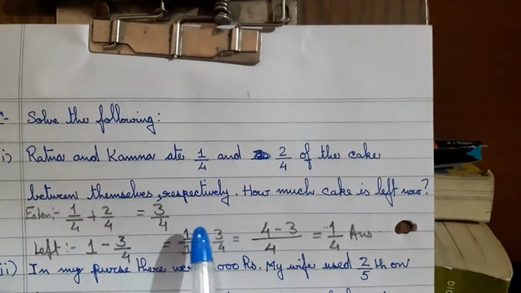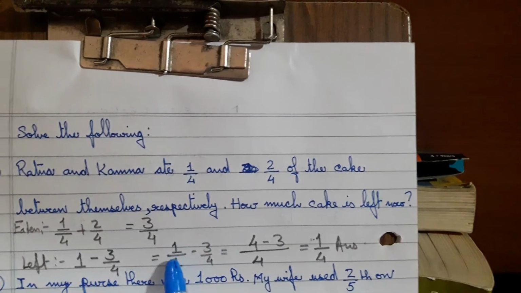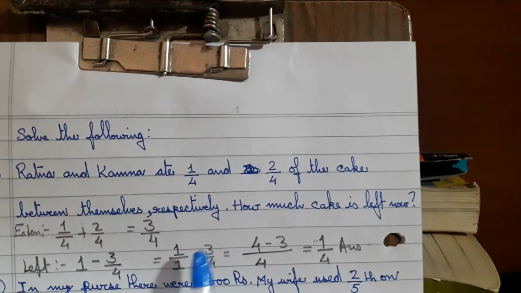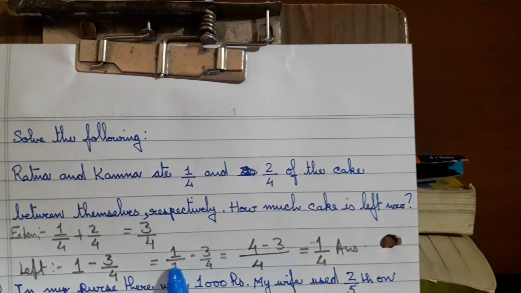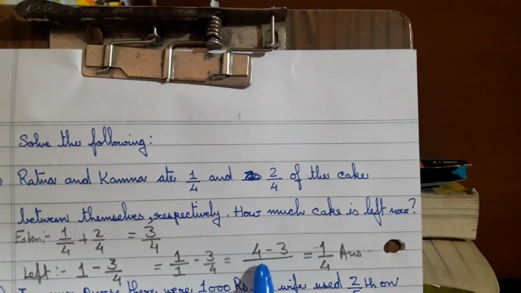So out of a whole, if you ate 3/4, you are left with 1/4, but the process will be this, 1 minus 3/4. So this is 1, how will you get a 1? 1 by 1, right? We'll make a 1 and minus 3/4. Again the LCM thing, right? So 4, 4 minus 3, 1/4.